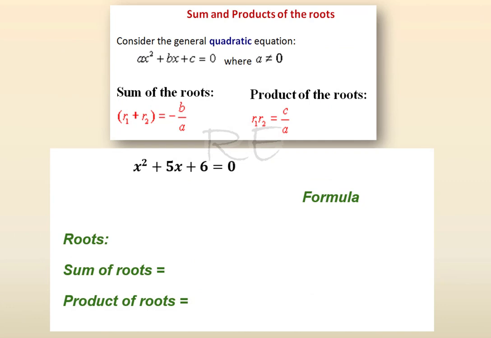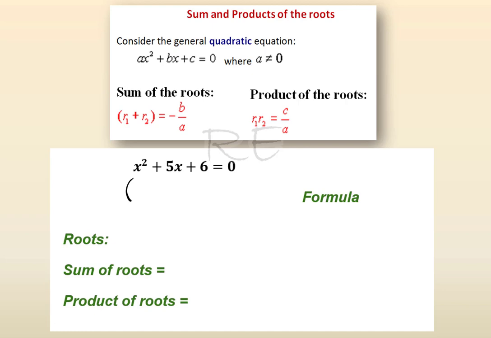The sum and products of the roots. In general, ax squared plus bx plus c equal to 0 with a different from 0 has, for the sum of its roots, negative b over a. R1 plus R2 is equal to negative b over a. And the product of its roots, R1 times R2, is equal to c over a.